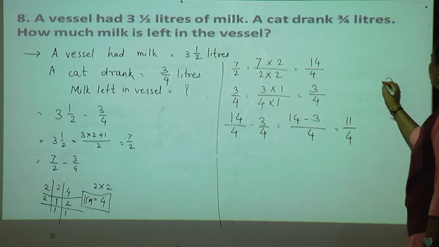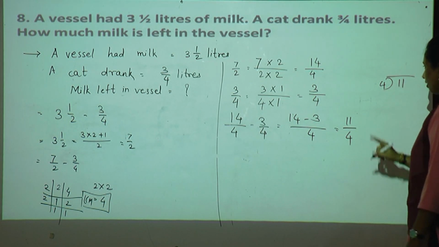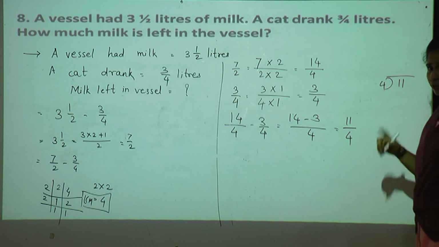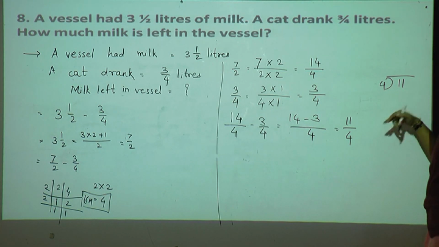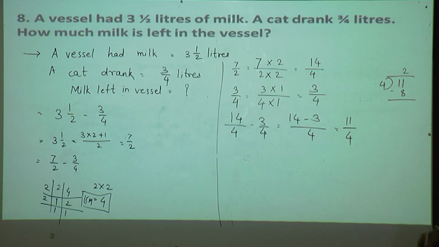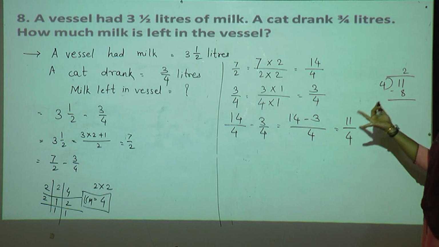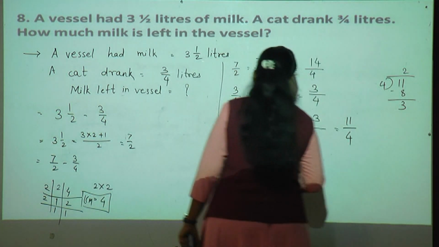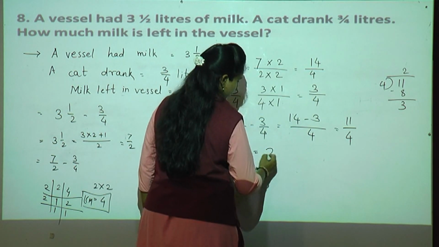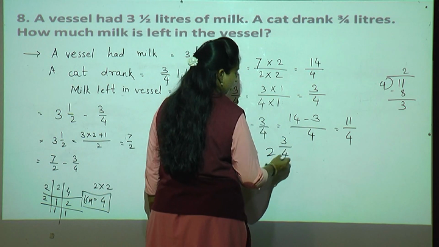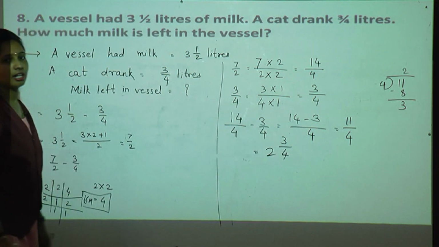Now I will divide this number. 11 divided by 4. In the 4 table, is 11 there? No. 4 ones are 4, 4 twos are 8, 4 threes are 12. No. We have to go with 2. 4 twos are 8. Now tell me subtraction, 11 minus 8. Count after 8 till 11 comes: 9, 10, 11. 3 will remain. So first we will write the quotient, that is 2, and the remainder in the place of the numerator and the denominator as it is. Understood?